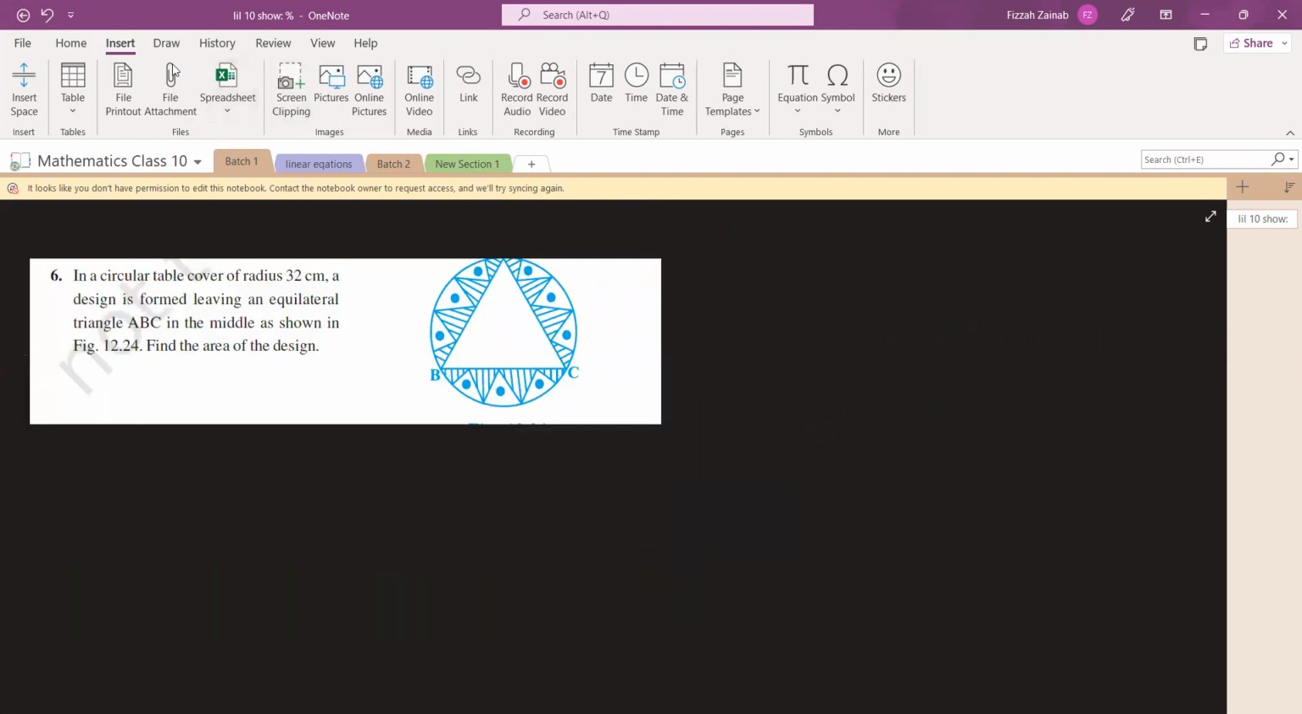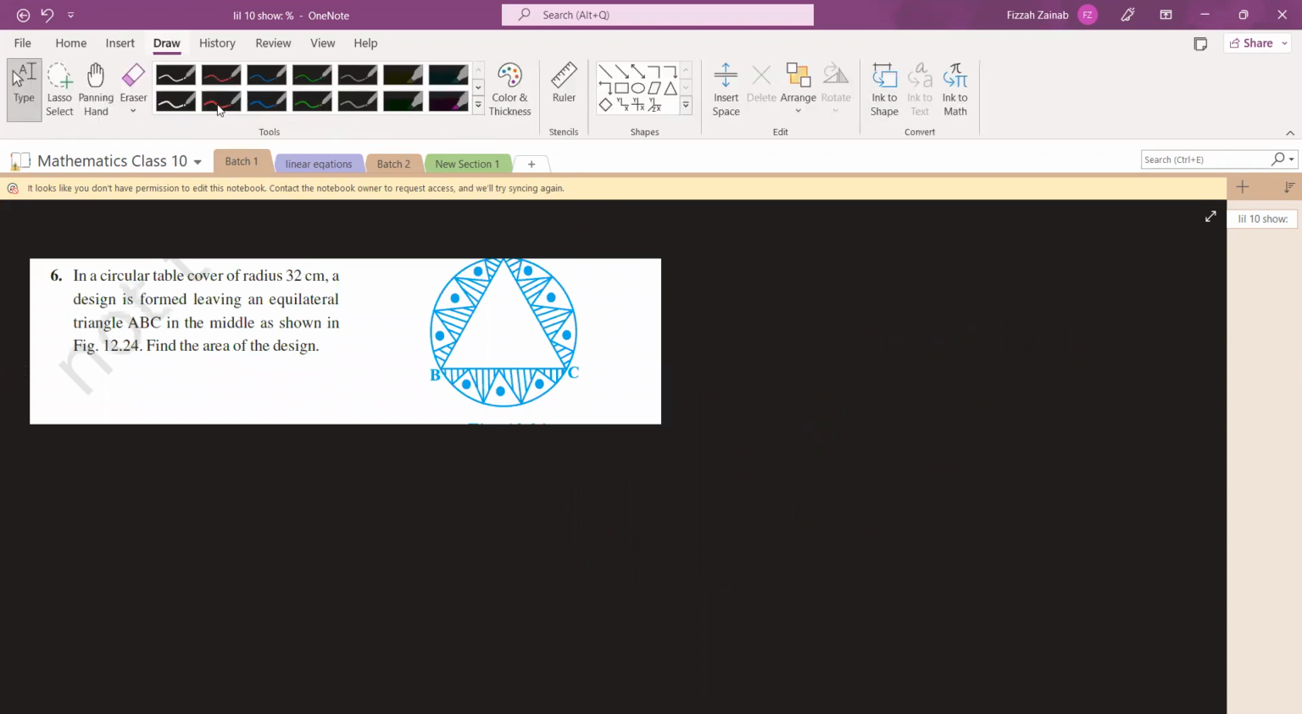Okay, this is the question. Yeah, okay, this point is A. It's not visible. In a circular table cover of radius 32 centimeter, a design is formed, leaving an equilateral triangle ABC in the middle. Find the area of the design. So this is simple. Area of design will be area of circle minus area of equilateral triangle, right? That is visible in the figure. Okay. So radius is given, so area of circle is easy.